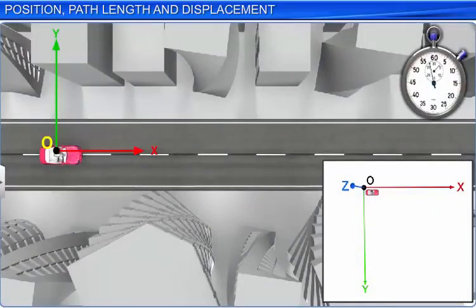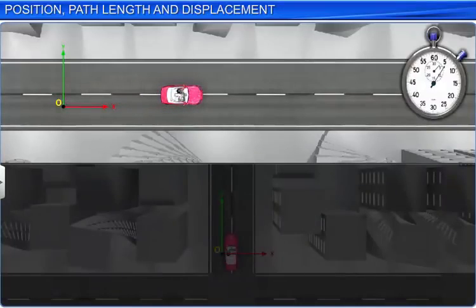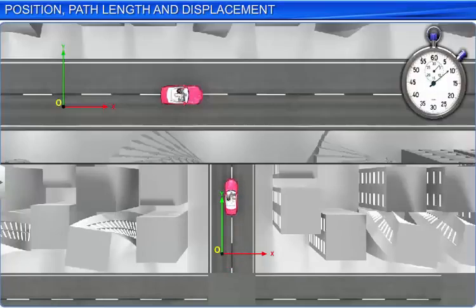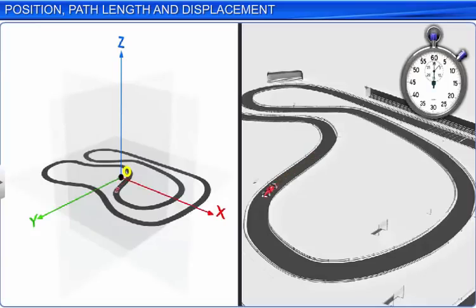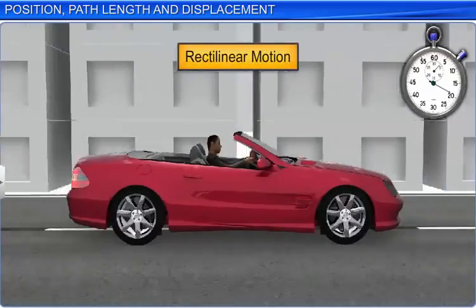If the body has one-dimensional motion, then we consider only one axis of reference. It is either the x-axis or the y-axis. This type of motion in a straight line is known as rectilinear motion. If the body is moving in a plane, then we consider any two of the three reference axes. If the body is moving in space, which is three-dimensional, then we have to consider all the three reference axes. Let us examine rectilinear motion more closely.